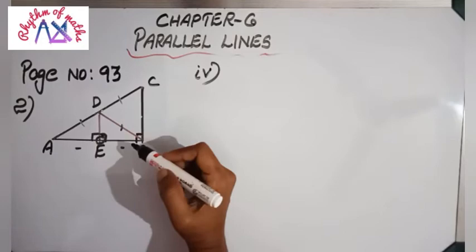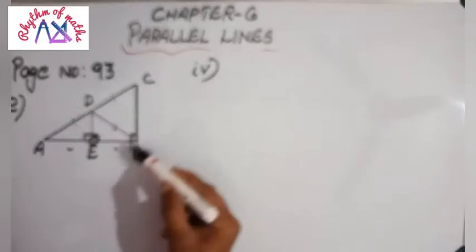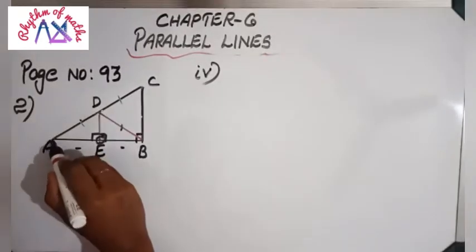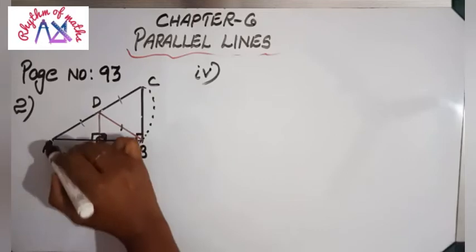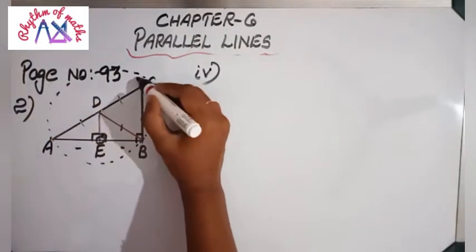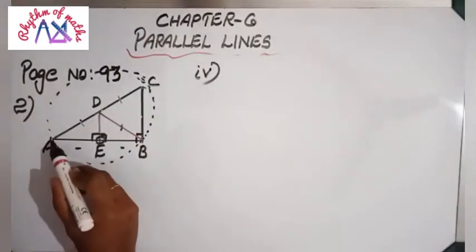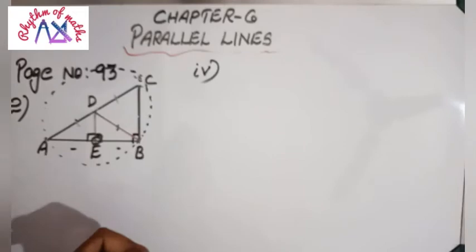Circumcircle means a circle that passes through all the three vertices of a triangle. That circle must pass through all the three vertices of a triangle is known as a circumcircle. Like this, it must pass through A, pass through B and pass through C. That circle is known as a circumcircle.